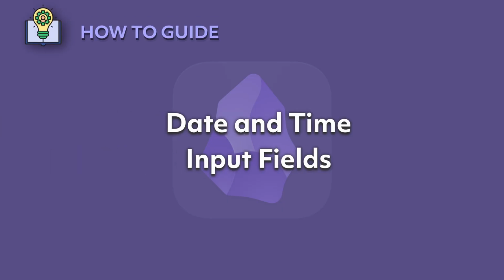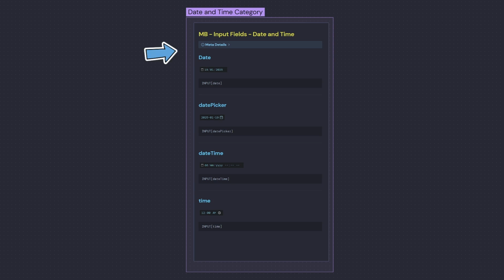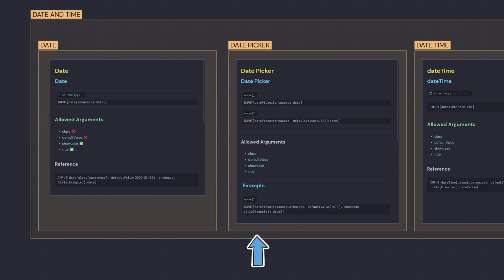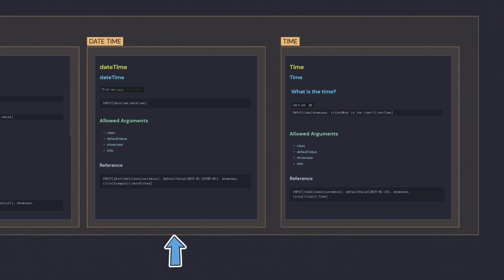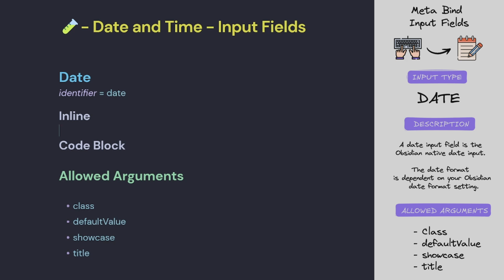Date and time input fields. We're going to start with the date and time input field category. This category contains the input fields date, date picker, date time, as well as time. So we'll start by looking at the first input field, which is date. So the date identifier is date, all in lowercase. It also allows inline and code blocks. The allowed arguments are class, default value, showcase, and title.